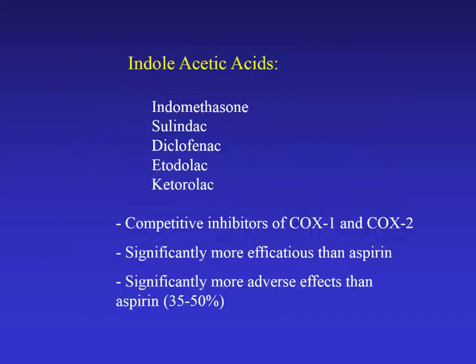The indole acetic acids are the second class of nonsteroidal anti-inflammatory agents that we'll discuss today. Those include the drugs that you see on this slide: indomethacin, sulindac, diclofenac, ketorolac. These are the most potent inhibitors of COX-1 and COX-2, and they're at least twice as effective at inhibiting inflammatory responses compared to aspirin. However, they're associated with many more adverse effects than aspirin. Indomethacin is useful in very serious cases of gout, very serious cases of either rheumatoid or osteoarthritis, but it's associated with at least 50% of patients experiencing some kind of adverse effect.